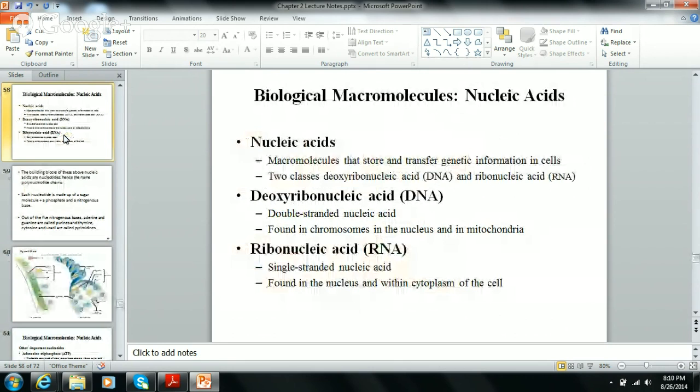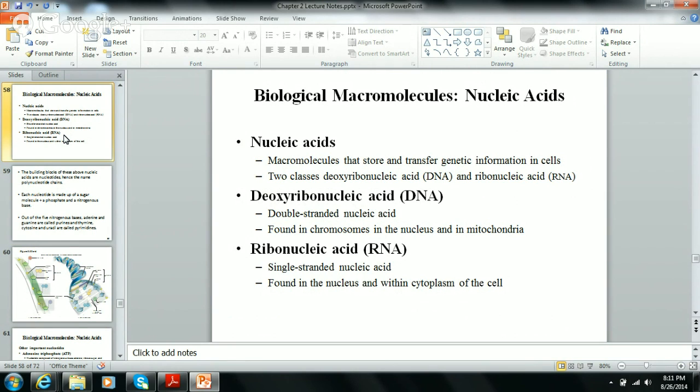Nucleic acids. Nucleic acids are macromolecules that allow us to store and transfer genetic information, like DNA and RNA. Now, DNA you can find in two different places. You can find DNA in the nucleus of a cell. You can find DNA in the mitochondria of a cell. Using DNA from the mitochondria is a lot easier to manipulate than the DNA inside of a nucleus. It's just the way that the thing is packaged and wrapped.